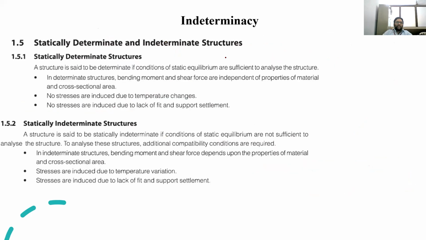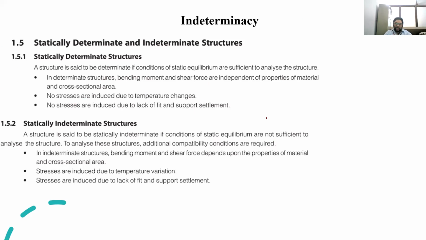Okay. Now, moving forward, the last slide before taking up some of the problems. So, statically determinate and indeterminate structures. I have already spoken about it, but I have added some more considerations for your understanding. You know all these things. In statically determinate structures, bending moment and shear force are independent of lack of fit, support settlement, all those things. Did we already read these things?